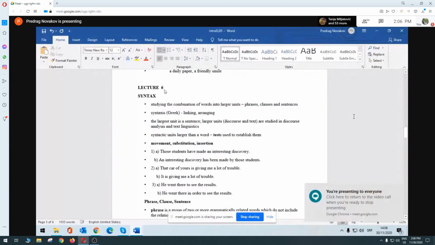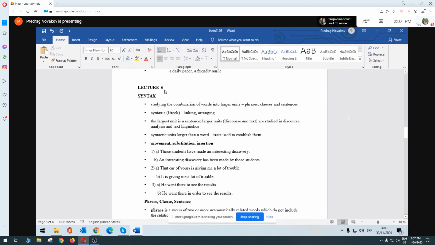So we have the very term syntax comes from Greek syntaxis, which actually means something like linking or arranging, okay? So syntax, linking, arranging words into larger units, words and phrases into larger units like clauses and sentences. I already mentioned it. So the largest unit is a sentence. However, in language, there are larger units. There are discourse and text, but they are studied in discourse analysis and text linguistics. So that's why we say that the largest unit in syntax is a sentence.